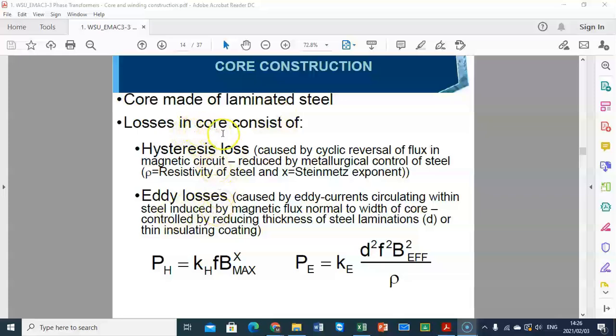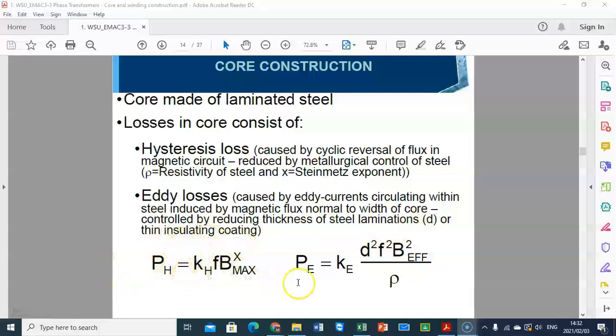So inside the core we have some losses, and the losses are hysteresis losses and eddy current losses. Hysteresis losses are caused by cyclical reversal of flux in the magnetic circuit, and eddy current losses are caused by eddy current circulating within steel induced by magnetic flux, and it can be controlled by reducing thickness of steel laminations, which is d, or thin insulating coating.